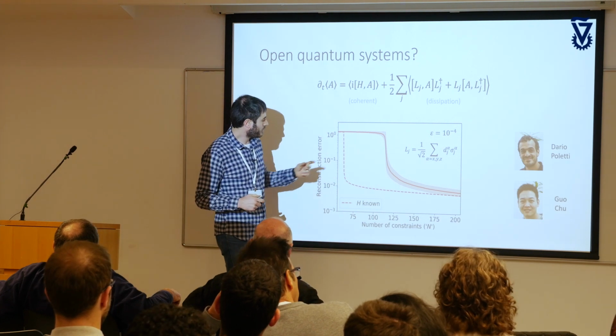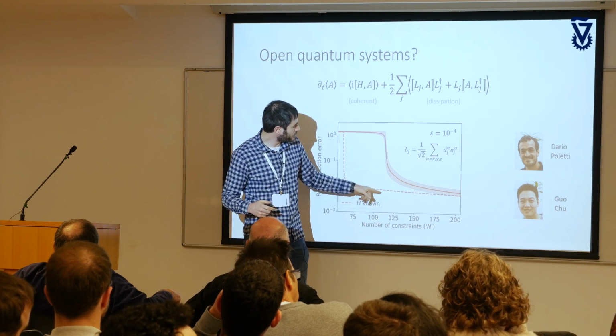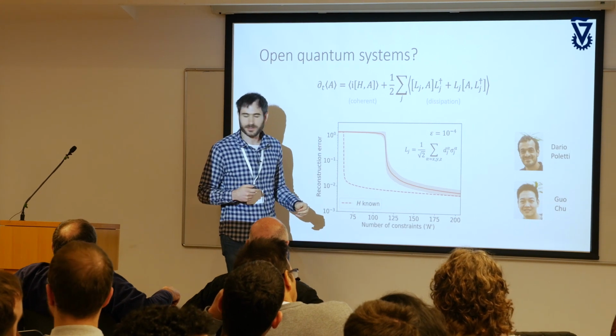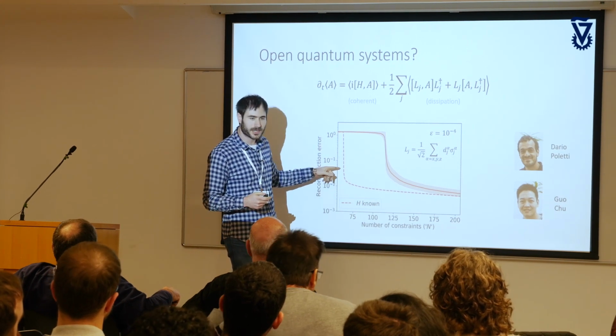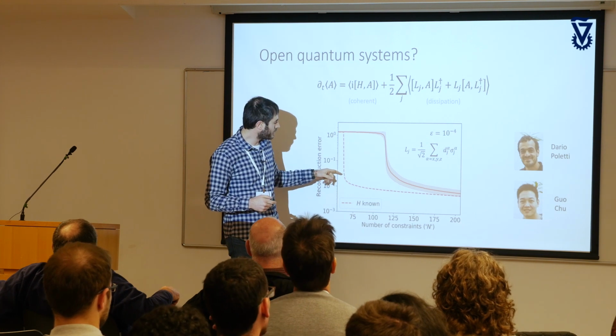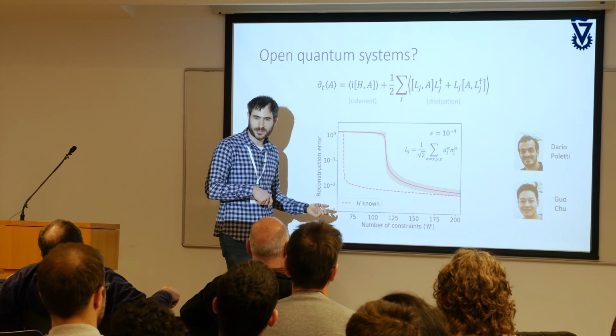And so here again, when the number of constraints reached the number of unknowns, the error dropped, and we can even incorporate prior knowledge. So if we know the Hamiltonian and we just don't know the dissipators, then we can recover the dissipators to a higher accuracy using fewer constraints.